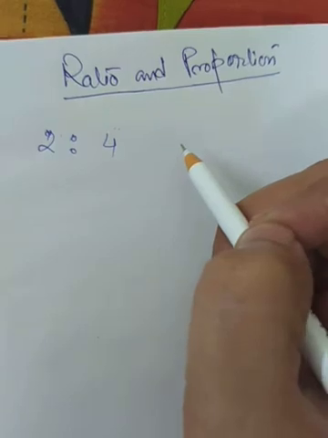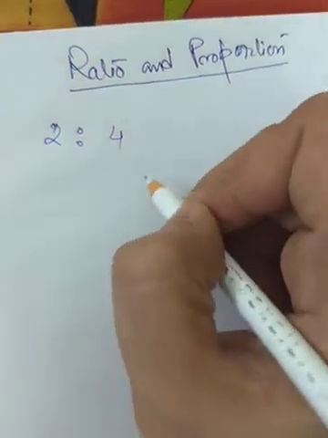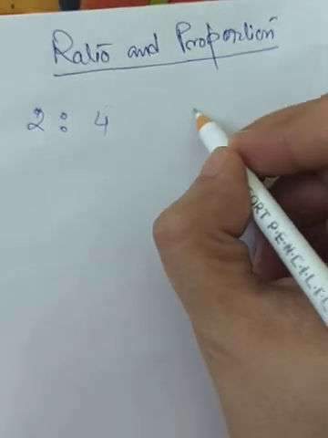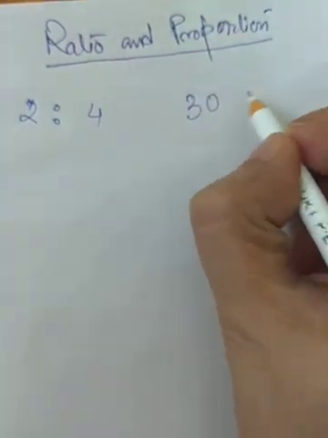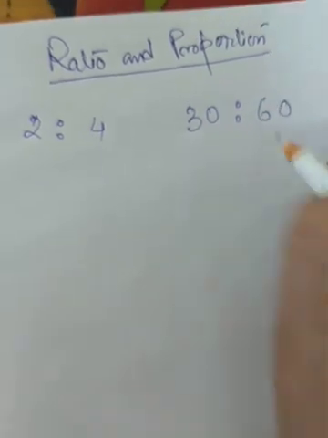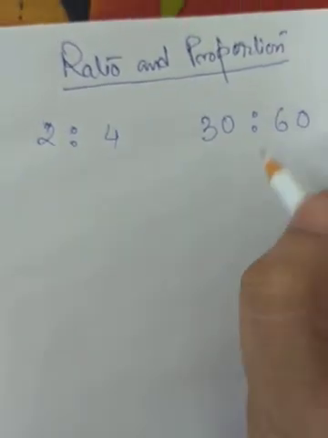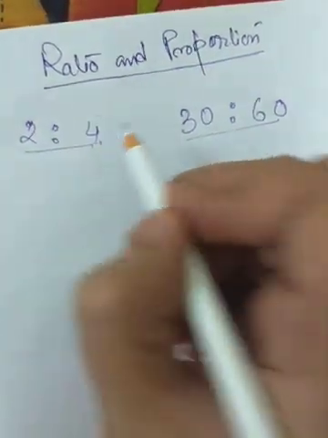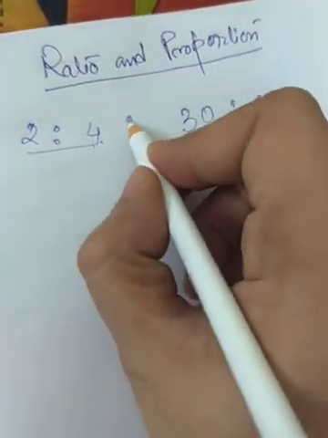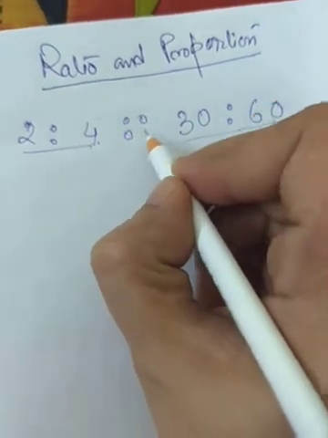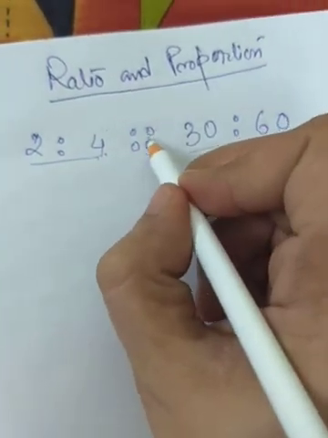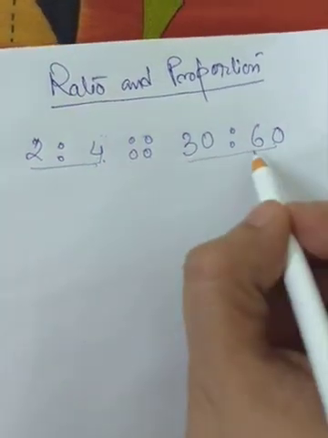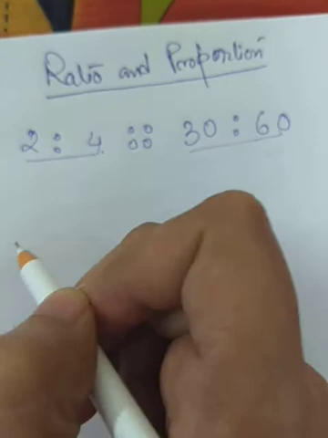And what is proportion? Proportion is also comparison, but not between two numbers, with two ratios. Suppose, let me take one more ratio, 30 is to 60. So these two are ratios. If these two are in equal form, they will become proportion, and this is the sign of proportion. Now let us see whether these two are in proportion or not.